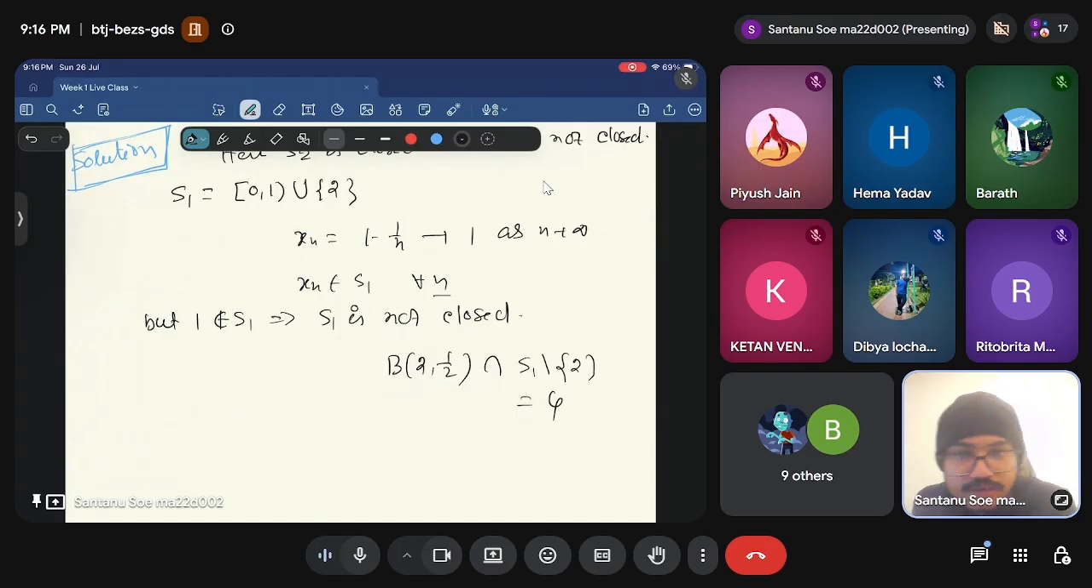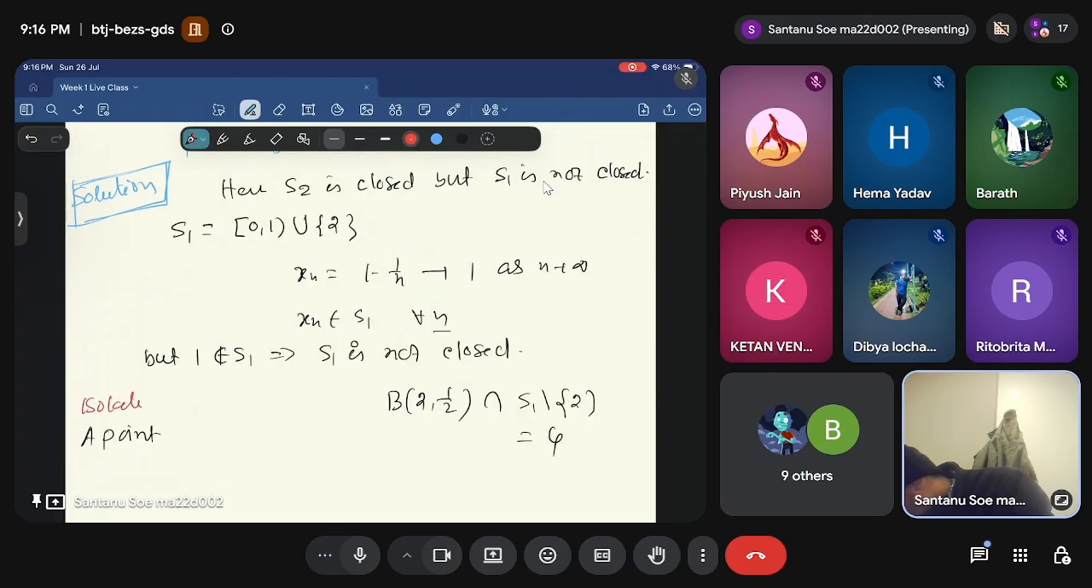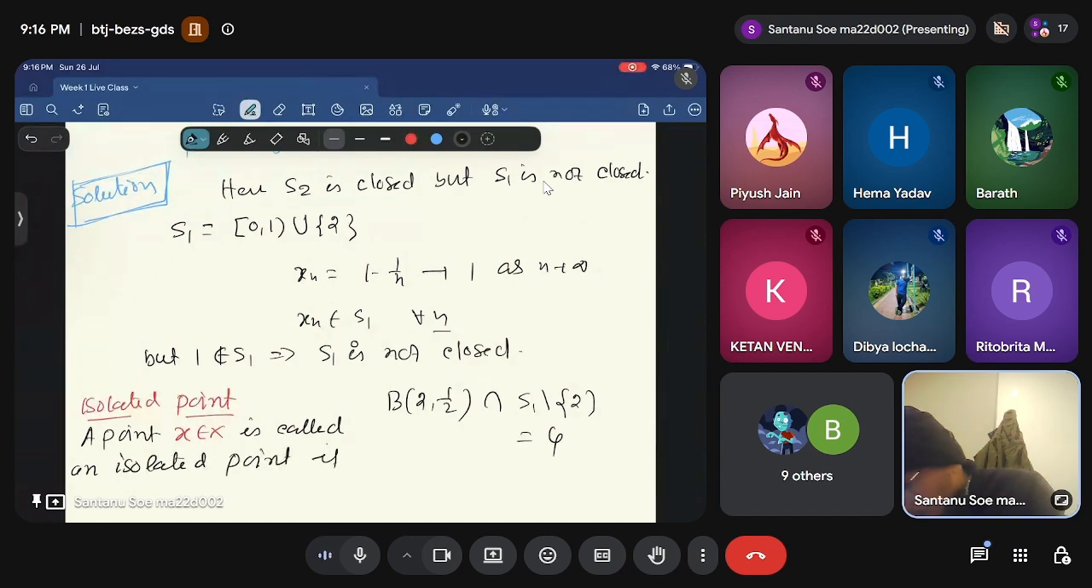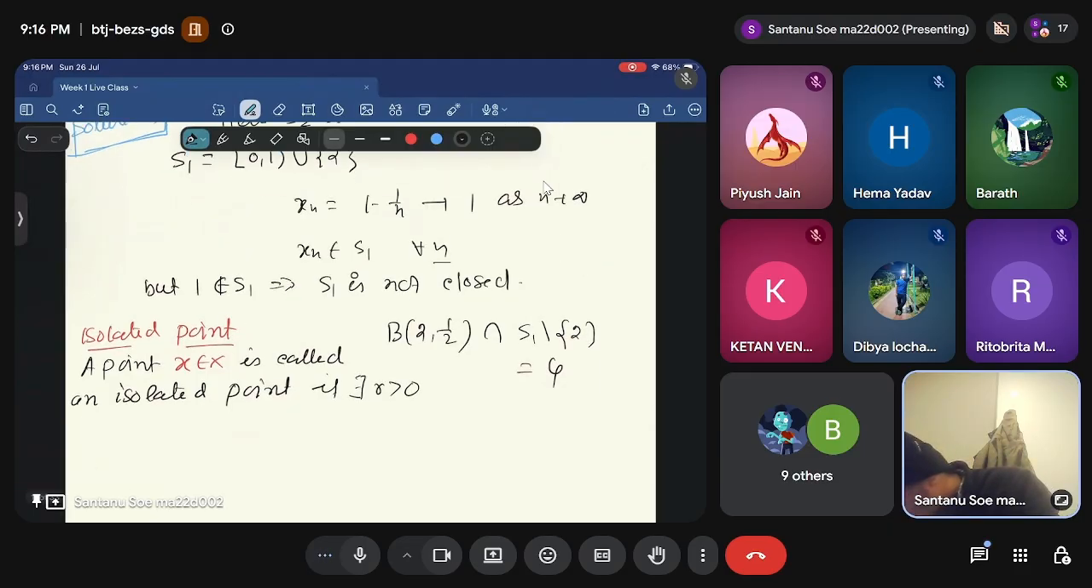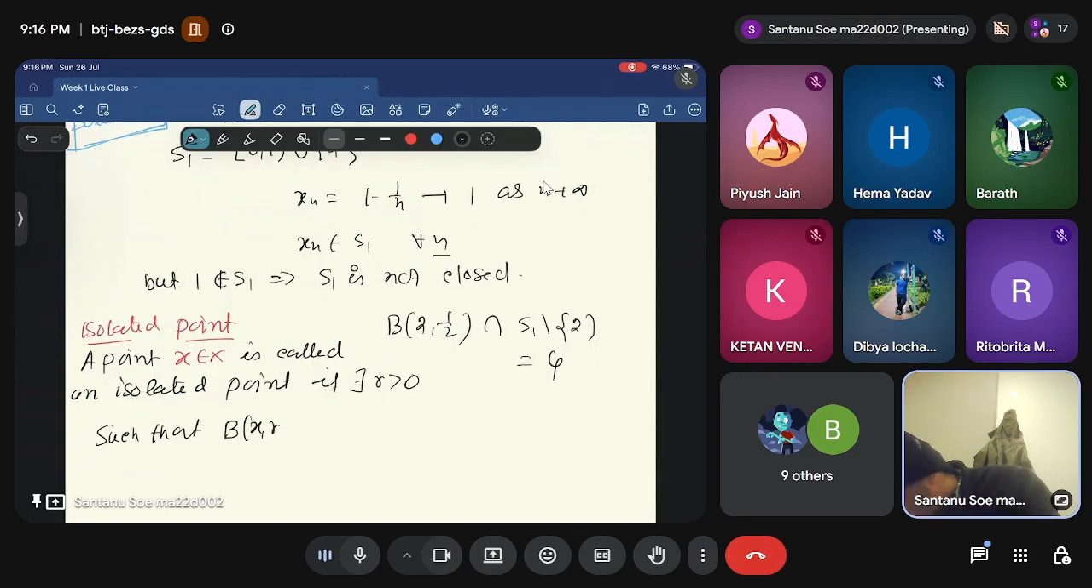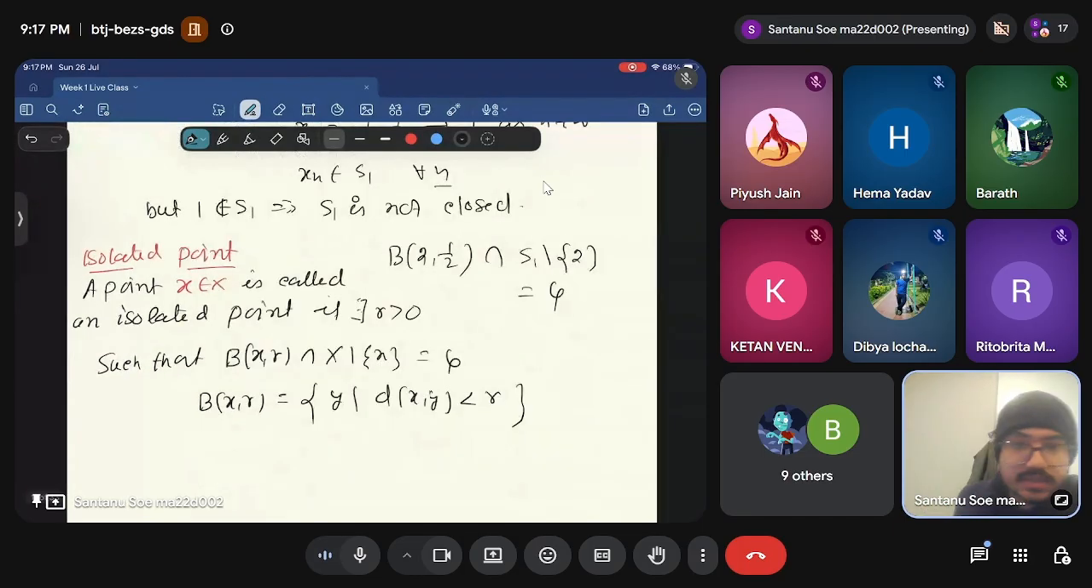So first let me give the definition of an isolated point. A point x in X is called an isolated point if there exists r greater than 0 such that B(x, r), the ball around that point x, intersection X minus singleton x is empty. Now what is B(x, r)? B(x, r) is the open ball. So you take all points y such that d(x, y) is less than r. Okay, this is the open ball.